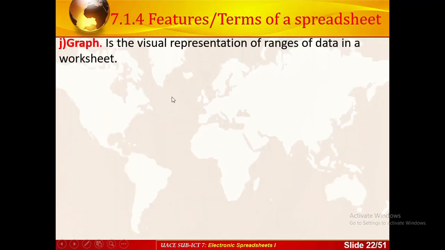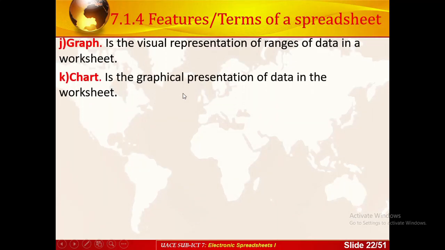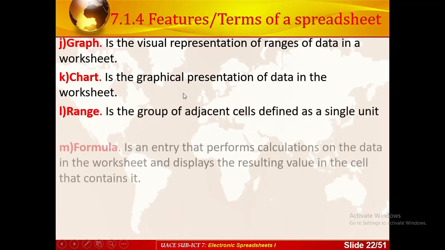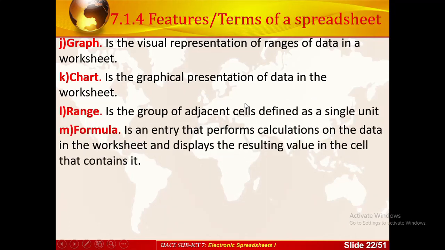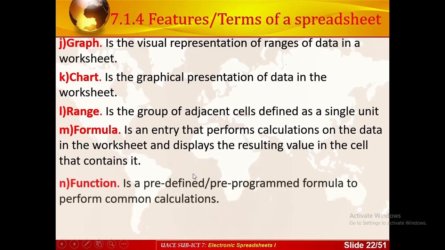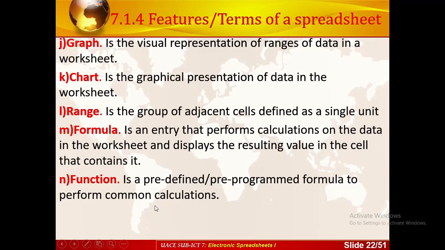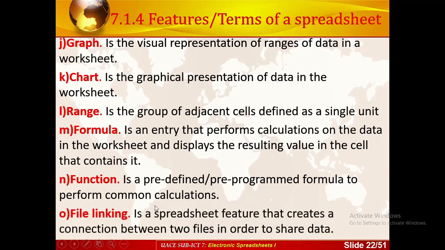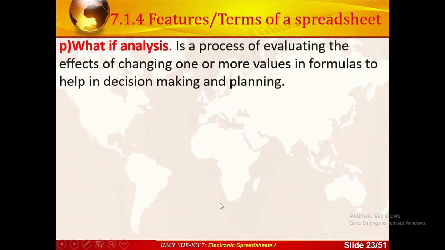Then we have a graph, a visual representation of data. You're going to see that. We have charts. We have a range, whereby you can say from A1 up to A5. That is the range we are talking about, a group of values treated as a single unit. We have a formula, which performs computations on the data in a worksheet and produces a resulting value. Then a function is a predefined formula to perform calculations. We have file linking, which creates a link between two files in order to share data. All that is a feature.